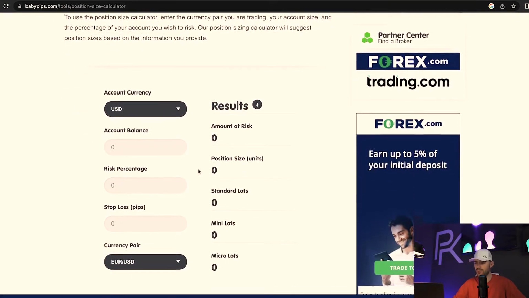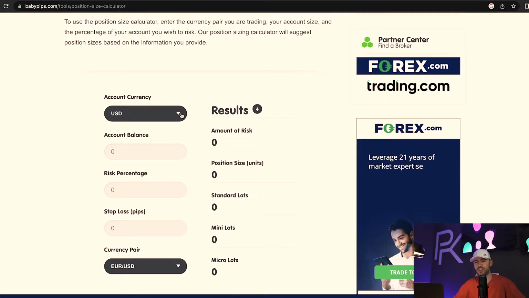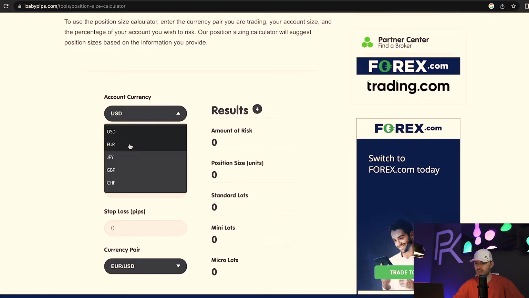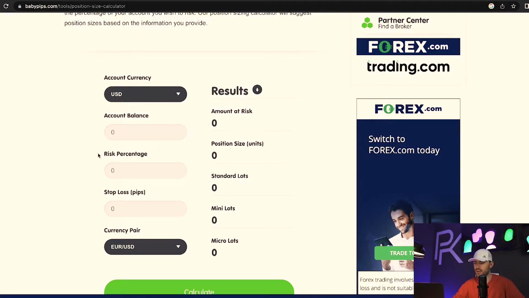Now, there's a couple different things we need to know before we can calculate a position size. We need to know the account currency that our account is in. Our account currency could be US dollars, euros, yen, GBP, CHF, or whatever the case is. Plenty of currencies to choose from. Once we have done that, we also need to know our account balance. That is the amount of money that's in your trading account at any given moment. In this case, for today's example, we're going to assume that we have a $2,000 account.